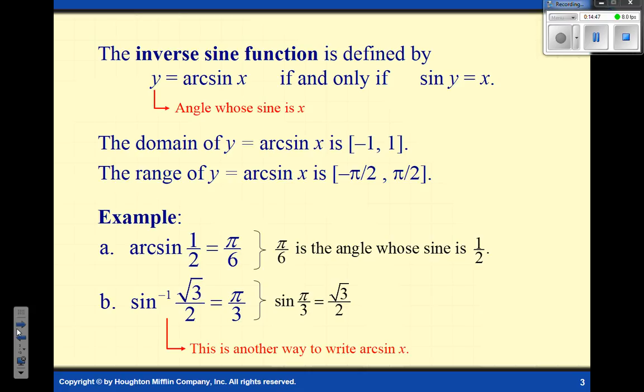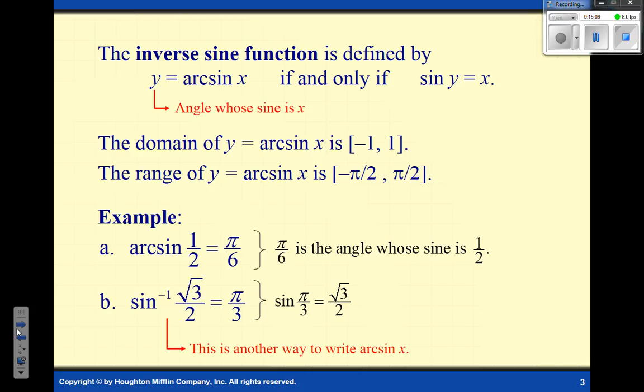All right, here's the next one. This is just a different way to write the same thing. You may see arc sine, you may see sine to the negative 1. They still mean the same thing. They both mean inverse. So here's what this says. What angle on the unit circle has a sine ratio of root 3 over 2?